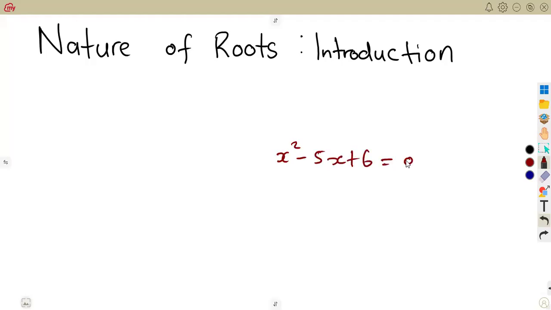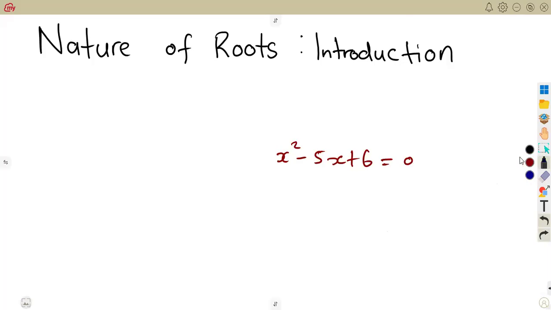You had something of this nature, an equation, which is a quadratic equation, where the highest exponent is 2. A quadratic equation. You solved this using any of the methods. Is it the completing of the square? Is it the quadratic formula? Is it the factorization method? Then you had the roots or the solutions.